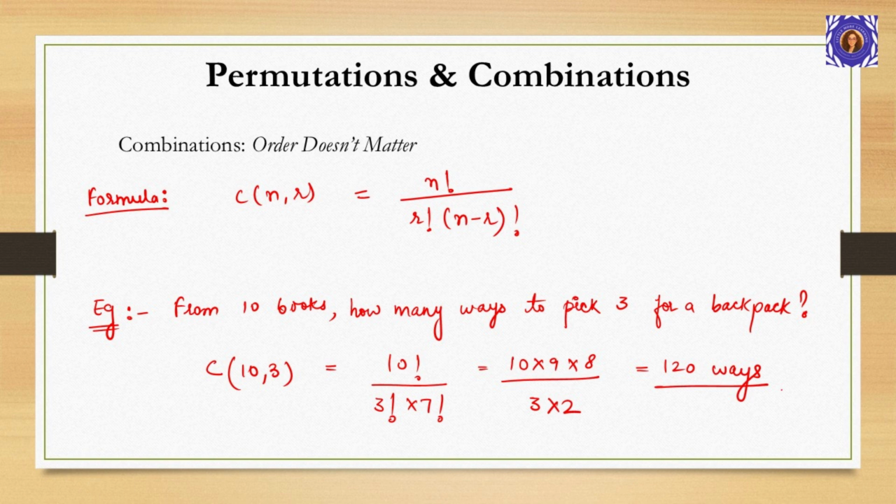Notice that the combination result is smaller than the permutation result. This makes sense because in combinations, we don't distinguish between different arrangements of the same selection. The relationship between permutations and combinations is P(n,r) equals C(n,r) multiplied by r factorial. This tells us that every combination can be arranged in r factorial different ways to give us the corresponding permutations.